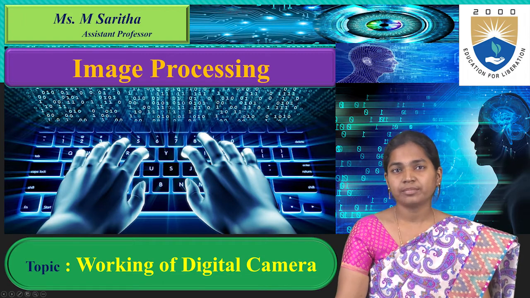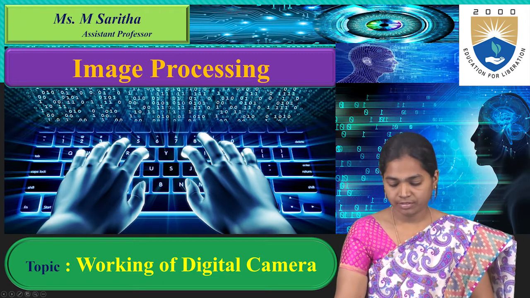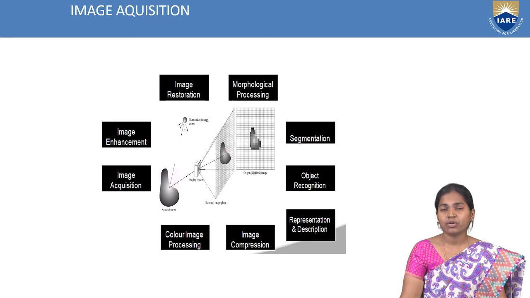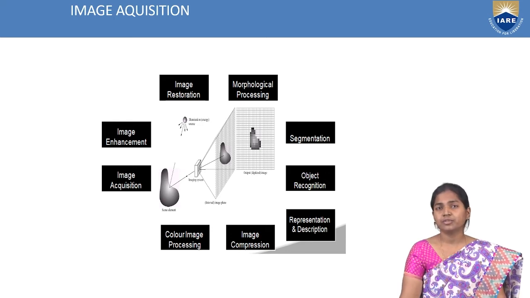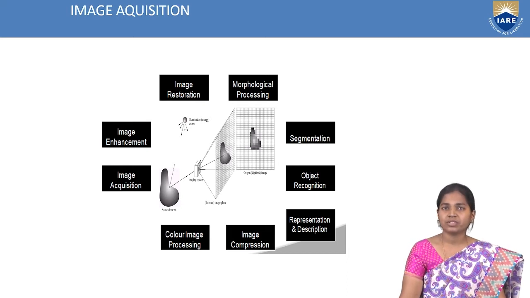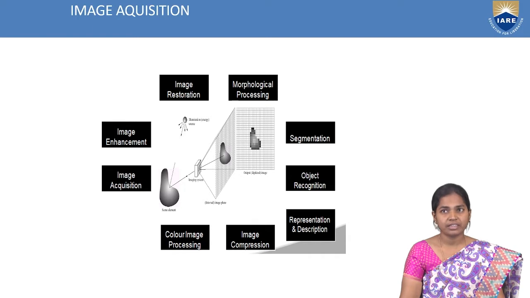Today I am going to explain the working of a digital camera. In our image processing, the basic concept is that without an image we can't do anything. So image acquisition is the first step in image processing. After image acquisition we can go for image enhancement, restoration, morphological processing, segmentation, object recognition, representation and description, image compression and color image processing.